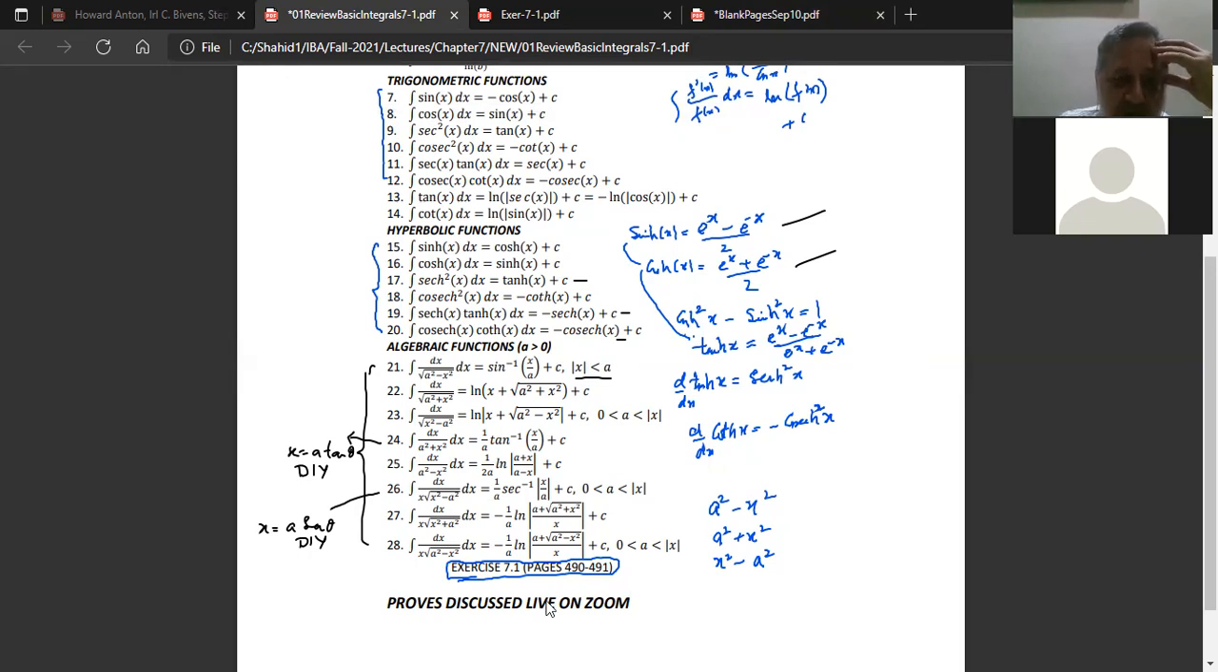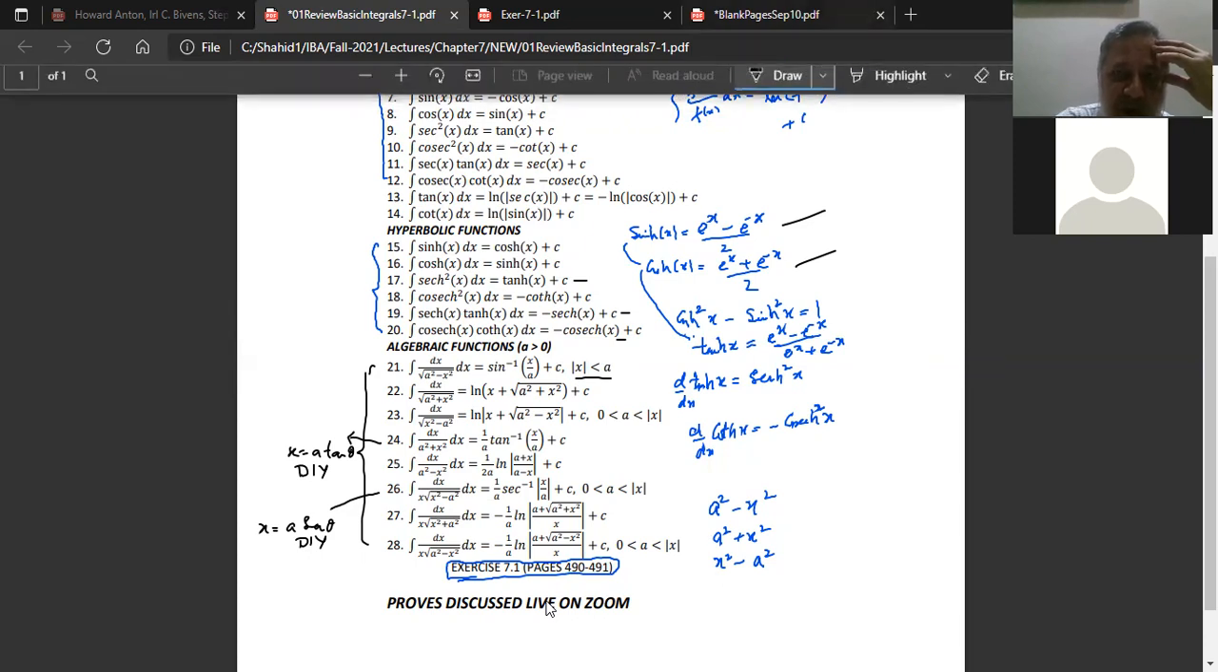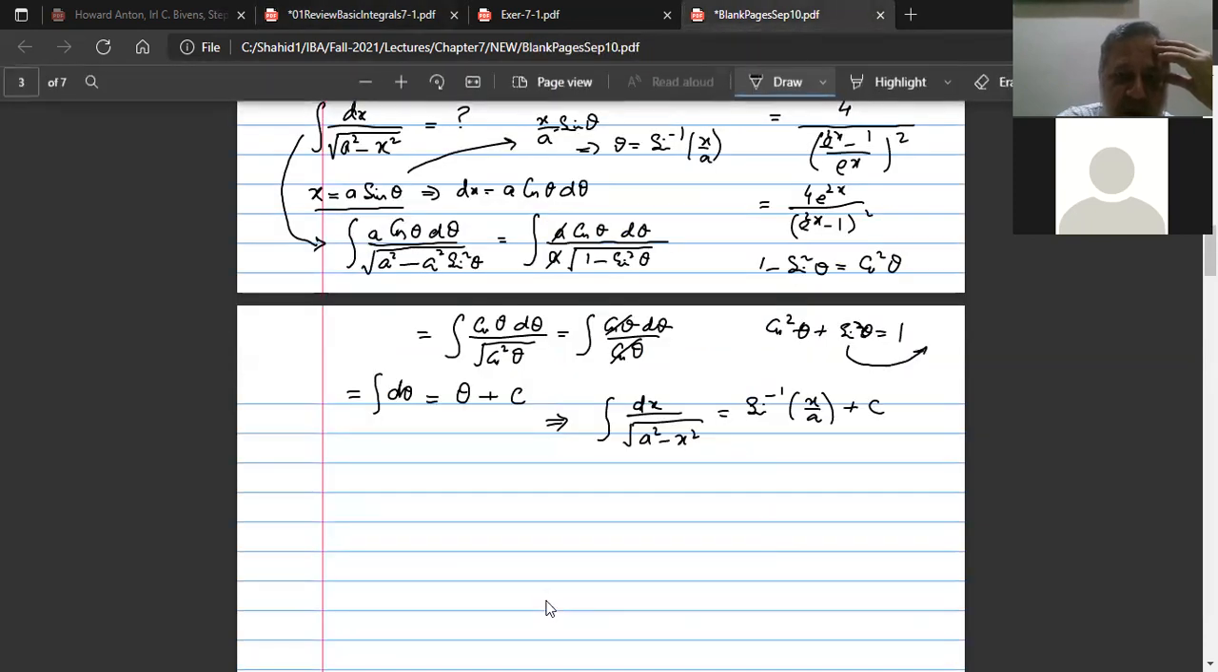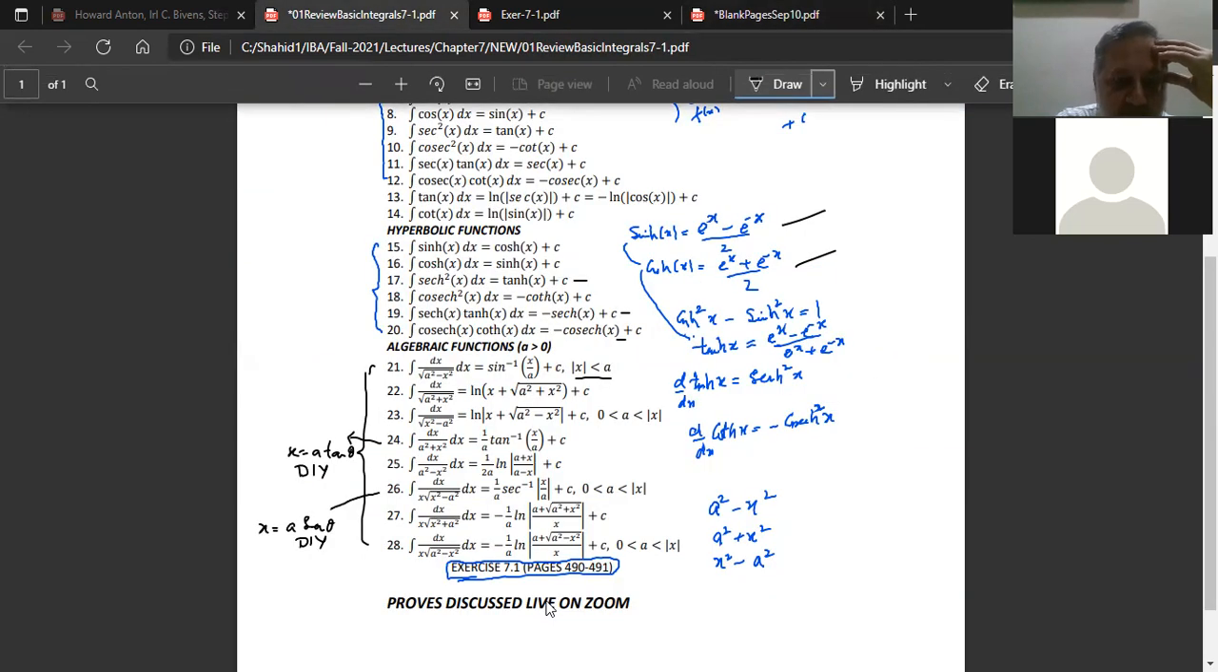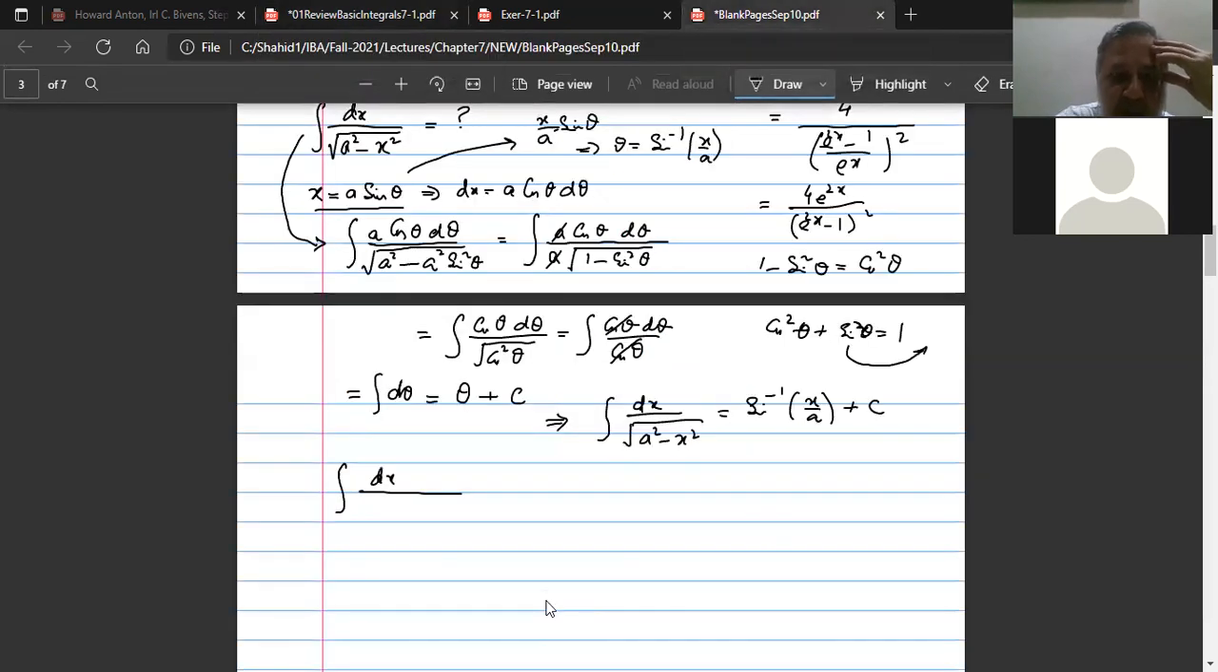And it's 23, because inside it, negative comes. Okay, so let us look at this. What integral? Integral dx upon square root of x square minus a square.